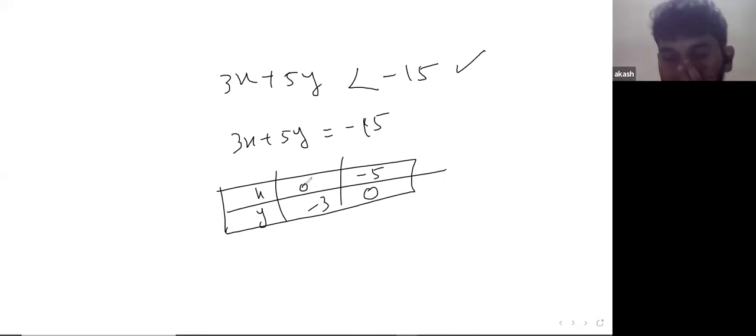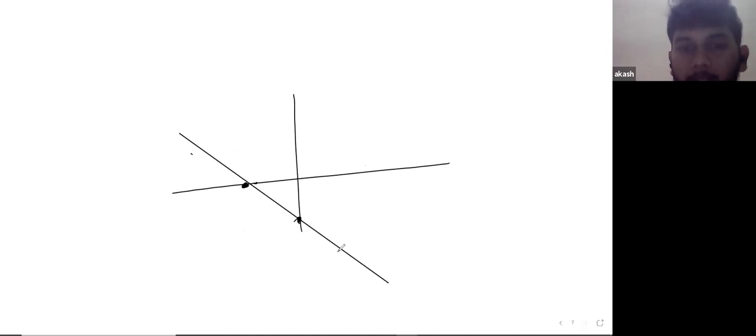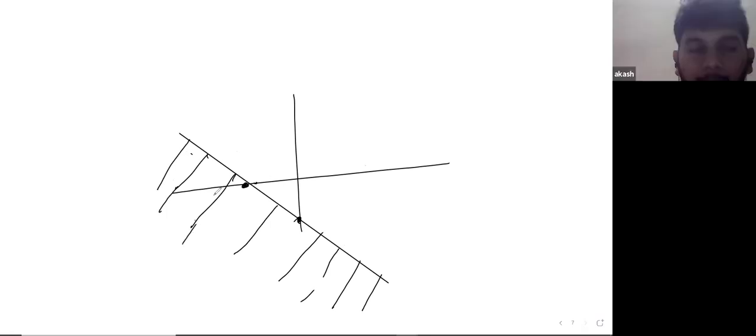The equation is false when you put the origin into this, right? 0 comma 0 is not less than minus 15. So the part containing 0 is not our solution. This part is our solution, right? All right. Fatima, are we clear?